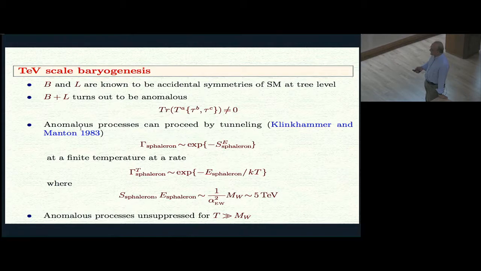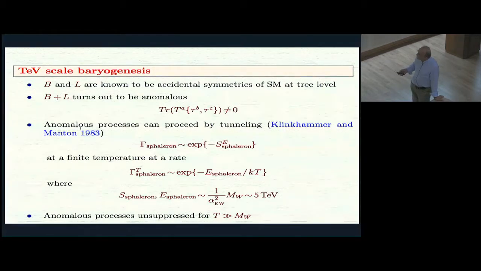But Klinkhamer and Manton in 1983 worried about it a lot and very carefully explained that there is actually an anomaly in the standard model and that it is mediated by the presence of a topological solution. You can estimate the rate by the presence of this solution.